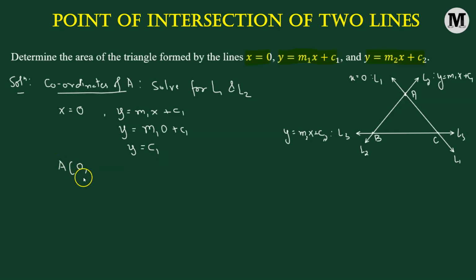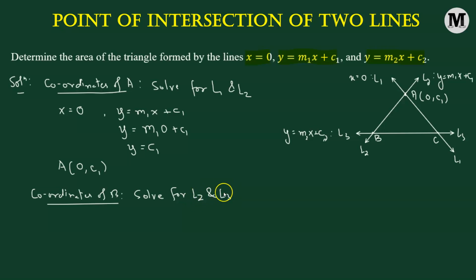So the x coordinate is 0 and the y coordinate is c1. Here we have obtained the coordinates of point A: (0, c1). Next, we're going to find the coordinates of B. For that we need to solve the equations of the line L2 and the line L3. L2 is y equals m1x plus c1, and L3 is y equals m2x plus c2.